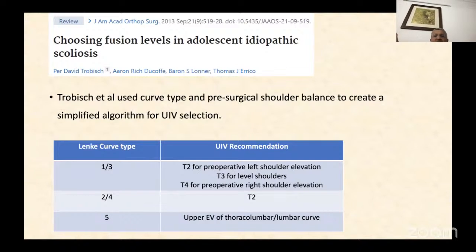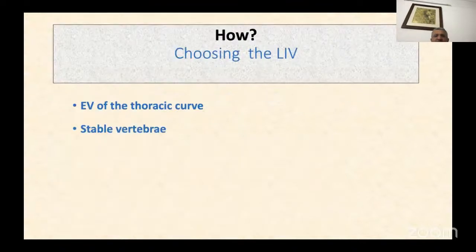If you have the right shoulder up in the main thoracic curve, you go to T4. If you've got the left shoulder up, you go to T2. If both the shoulders are level, go to T3. It's a simple rule. There are exceptions. But this is a simple rule to follow when somebody is starting their career. This is a simple rule for choosing the UIV in case of a thoracic curve.